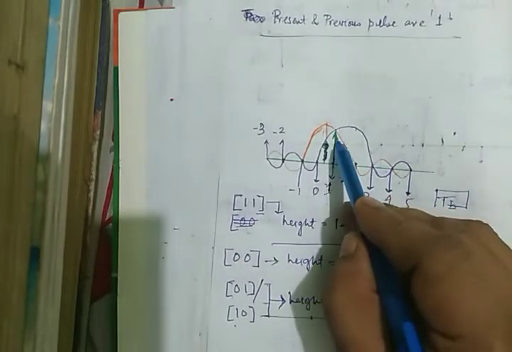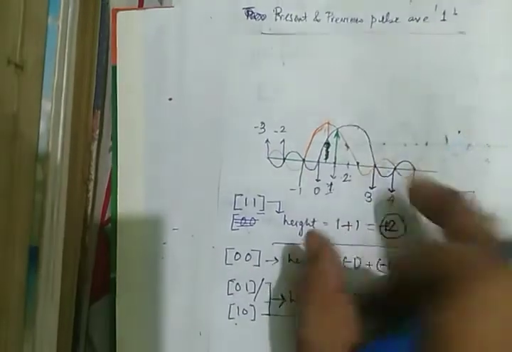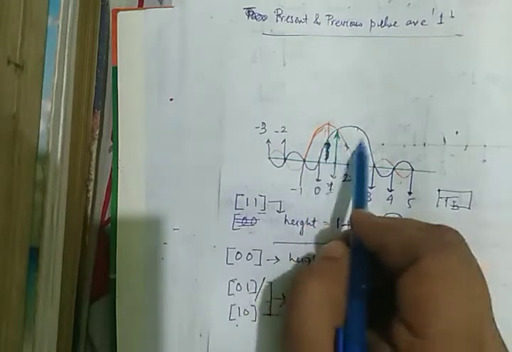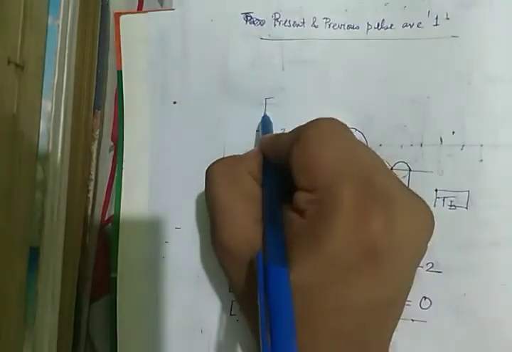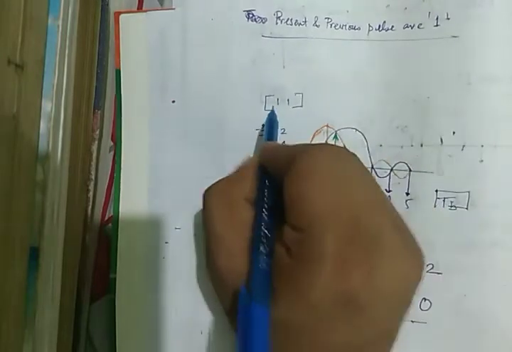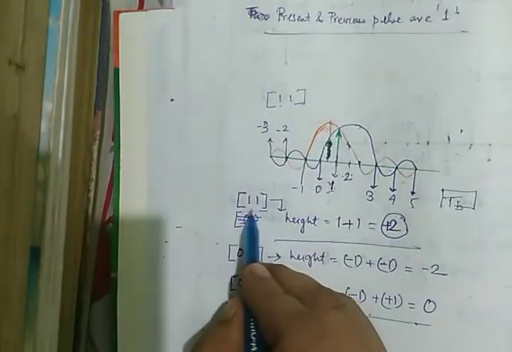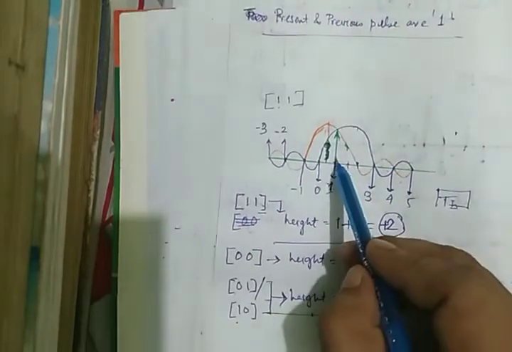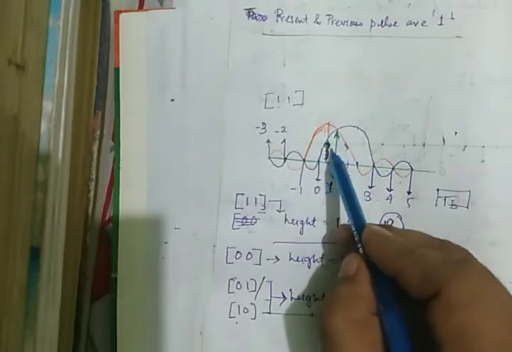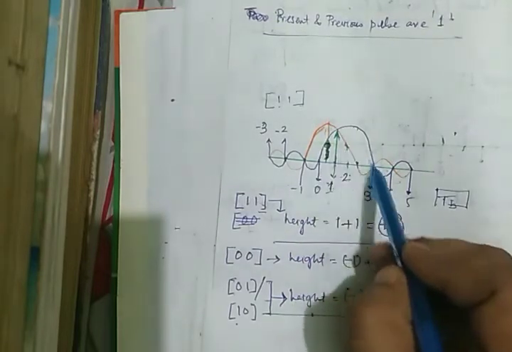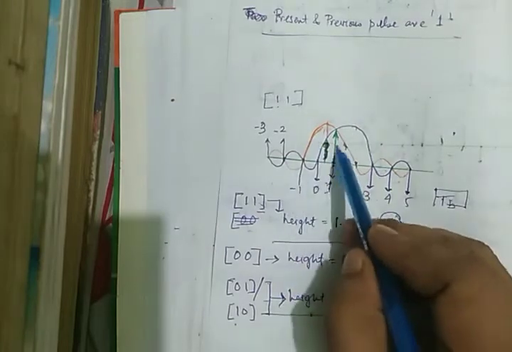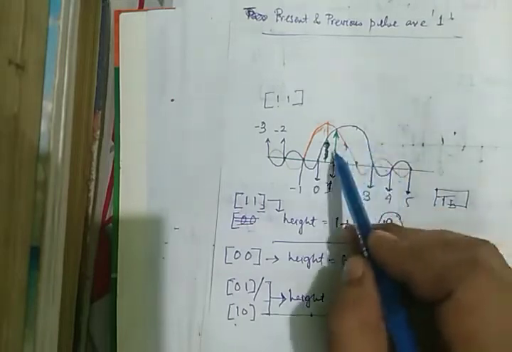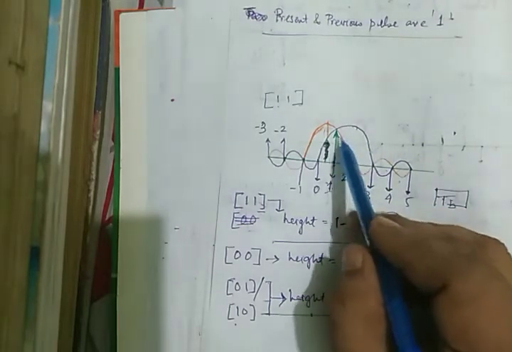Now see, here we have assumed both pulses to be positive. That means this is a case of 1-1 transmission. That means the present pulse is 1 and the previous pulse is also 1. So at this particular point, the height of the present pulse as well as the previous pulse are equal, and so they are contributing almost equal amplitude in the interference.